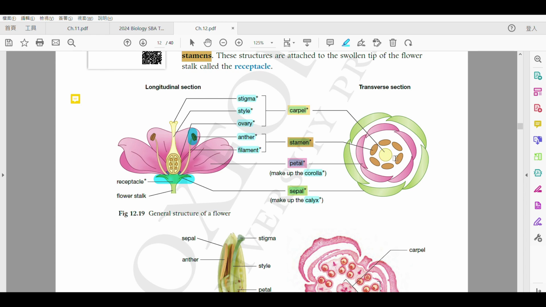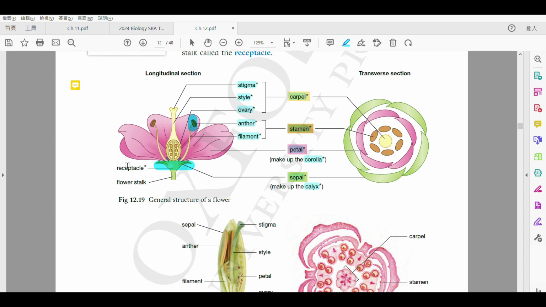And you may wonder, is there only one carpel and a lot of stamen all the time? Only one carpel, but many stamen all the time? The answer is no. It depends on different types of flowers. Different flowers will have different numbers of petals, number of everything. Their stamen, carpel, and even the number of sepal may also be different.